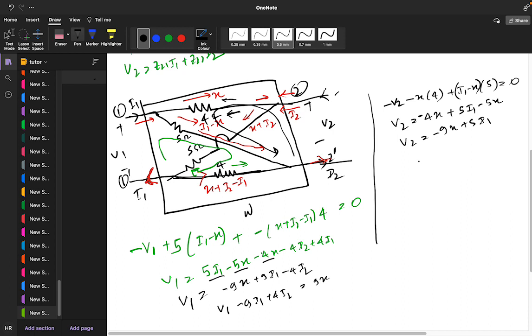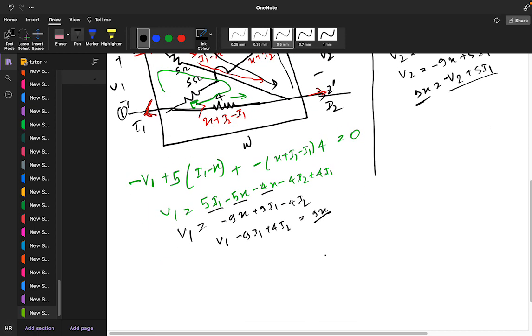Okay, so you can do these things also. You are getting 9x as V2, so minus V2 plus 5I1 is the value of 9x. So here 9x also, here 9x also. Substitute, and these two equations are the same. So V1 minus 9I1 plus 4I2 is equal to minus V2 plus 5I1.